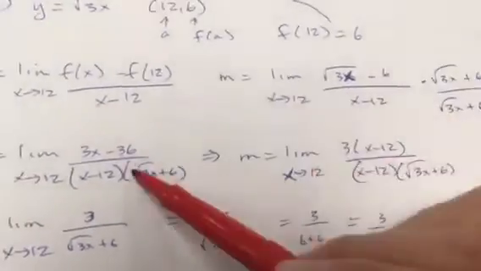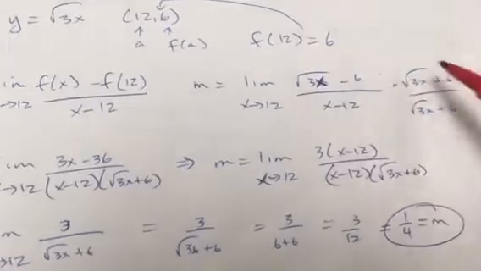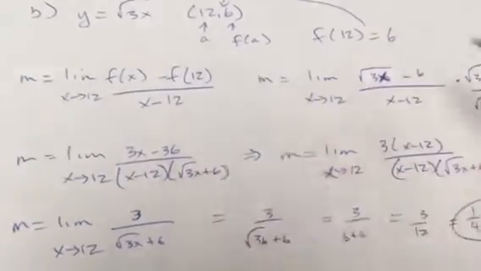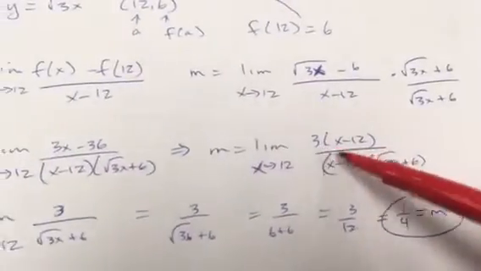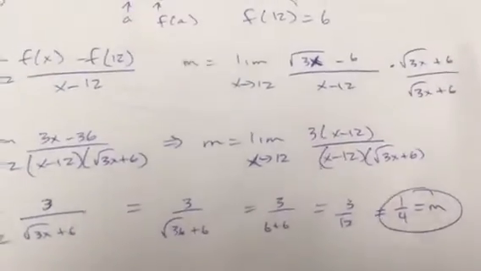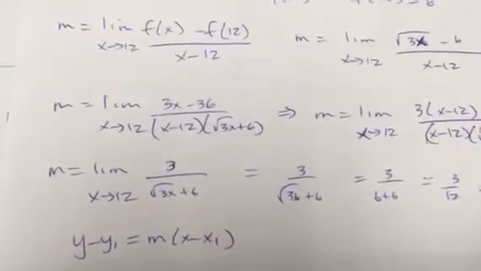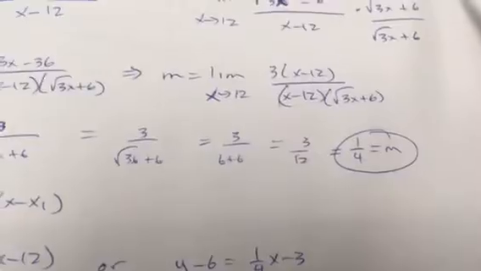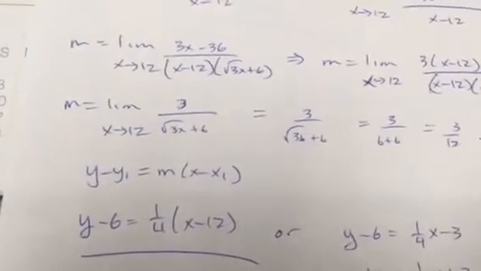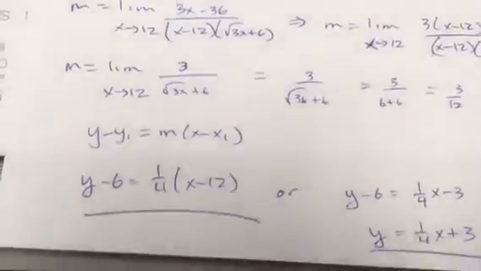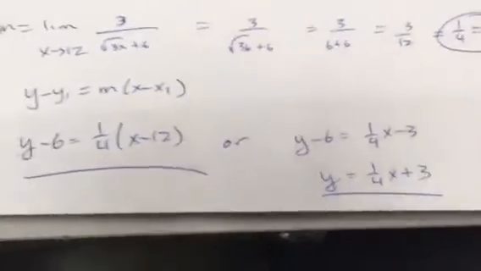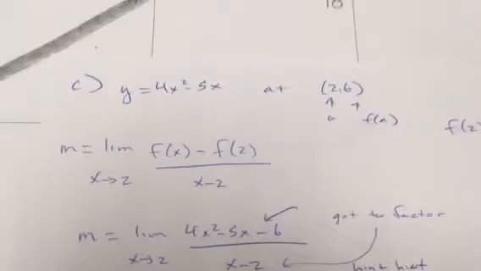So you're left with 3x. Negative 6 times 6 is just negative 36. All right, you got to factor out the 3, and then boom, the x minus 12s cancel. All right, then I can plug 12 in for x, and I get a fourth. All right, I'm using point slope form, and that's my equation. Again, I could do some simplifying and get that. And the last one, 18c right there.